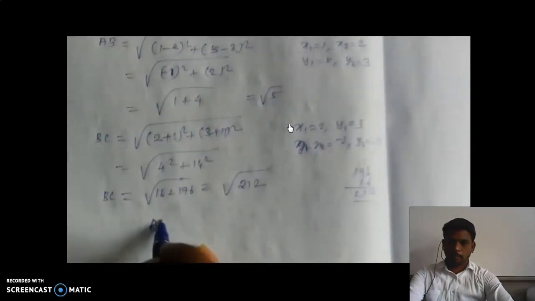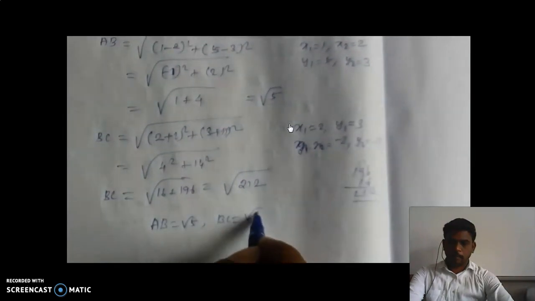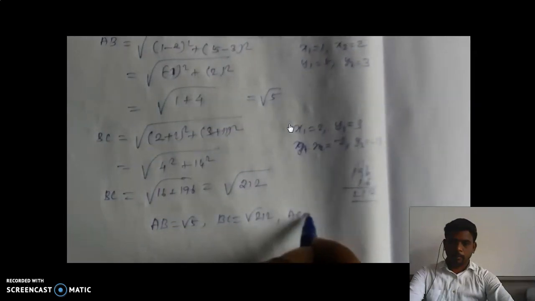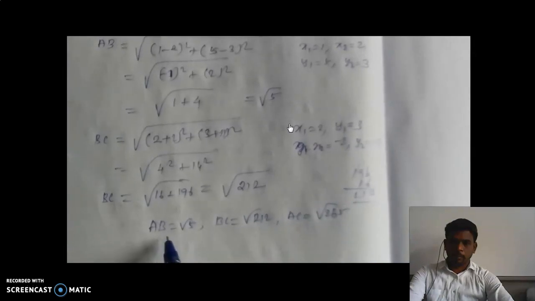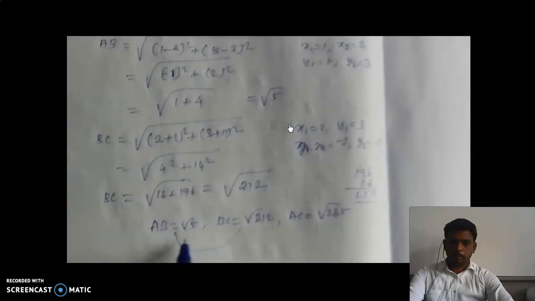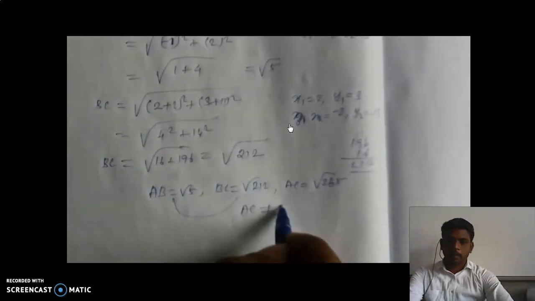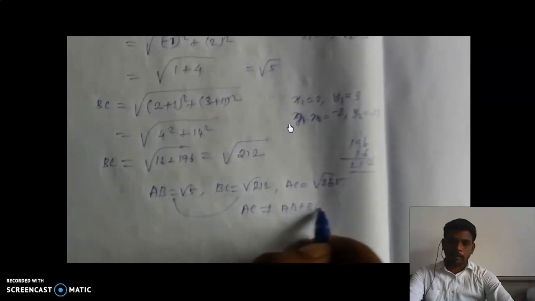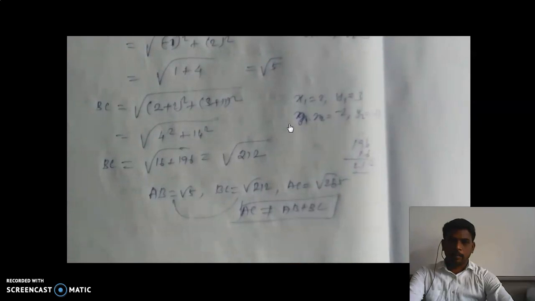Now AB equal to root of 5, BC equal to root of 212 and AC equal to root of 265. So what is AB plus BC? Is it possible to add? It is not possible, therefore that will not be equal to AC. Therefore, what is the conclusion here? AC is not equal to AB plus BC. So these 3 points are not on the same straight line. That is, they are not collinear.